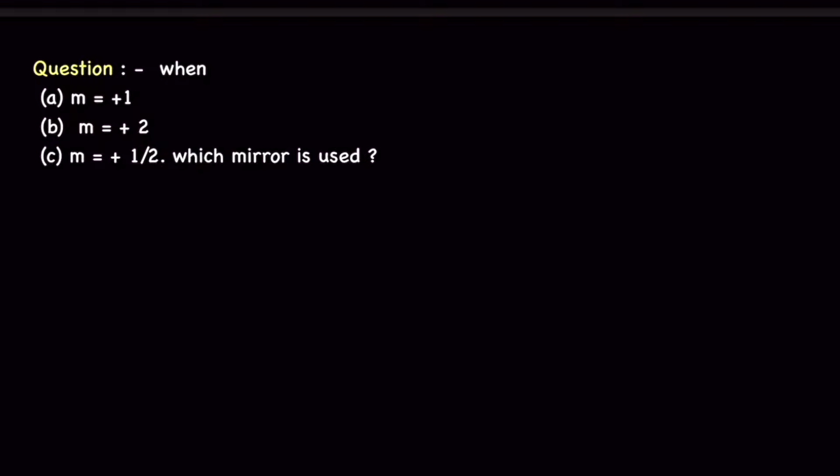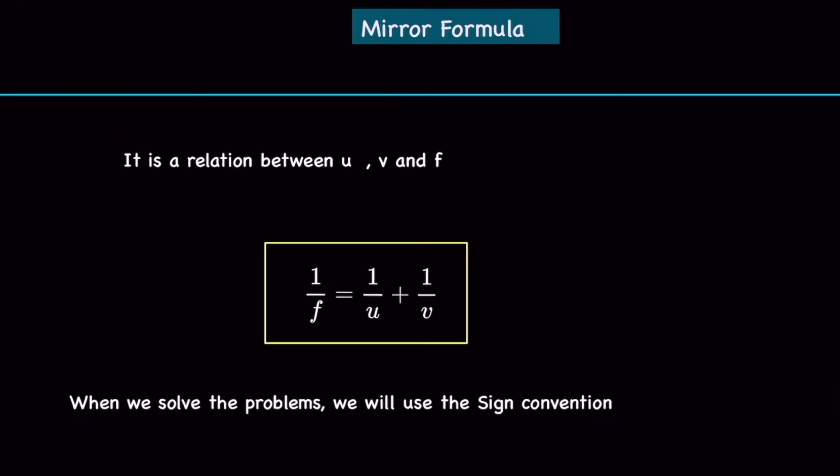Now we will study the mirror formula. The mirror formula is a relation between u, v and f. U is the distance between object and pole, v is the distance between image and pole, and f is the distance between principal focus and the pole. So the mirror formula is 1 by f is equal to 1 by u plus 1 by v. Always remember, when we solve problems, we must use the sign convention. I will explain a few problems so you will know how to use these formulas.